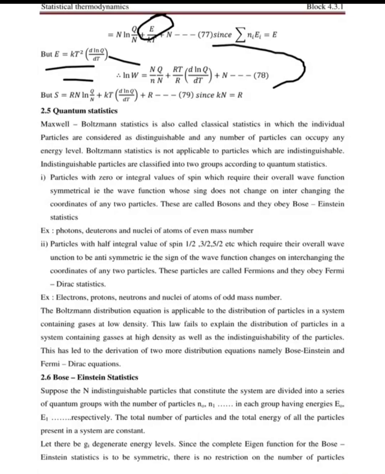Further, quantum statistics. Here, Maxwell-Boltzmann statistics is also called classical statistics. Particles are distinguishable and any number of particles can occupy any energy level. So according to Maxwell-Boltzmann statistics, the particles can be distinguished, and any number of particles can occupy any energy level.